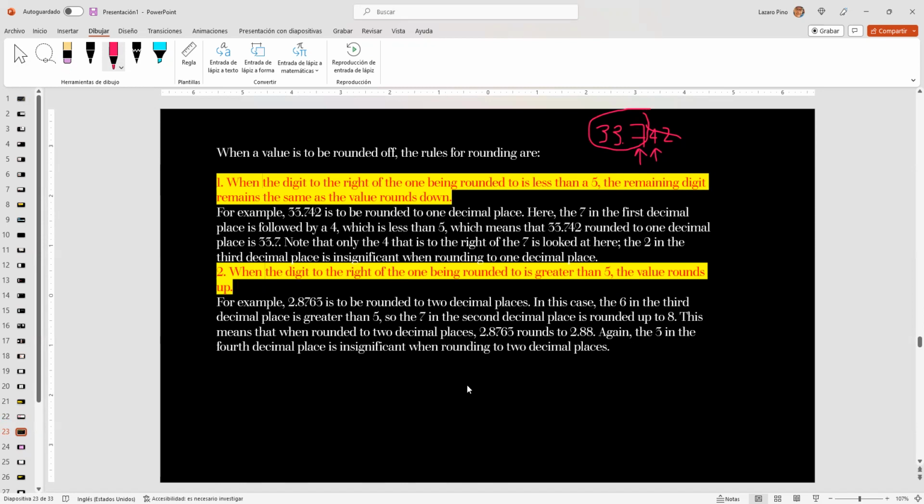But what happens when the number that you have to skip is, for example, in this one, you have to round to the hundredth. Then the first number you will skip is higher than 5. Then you have to round up. And then you will report 2.88. These are the rules for rounding.